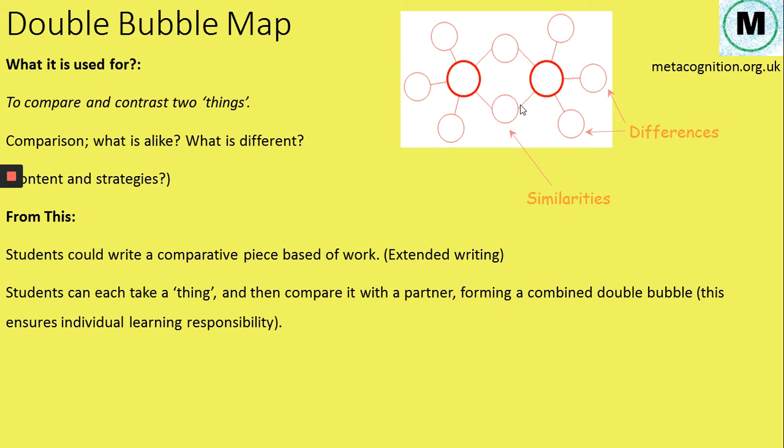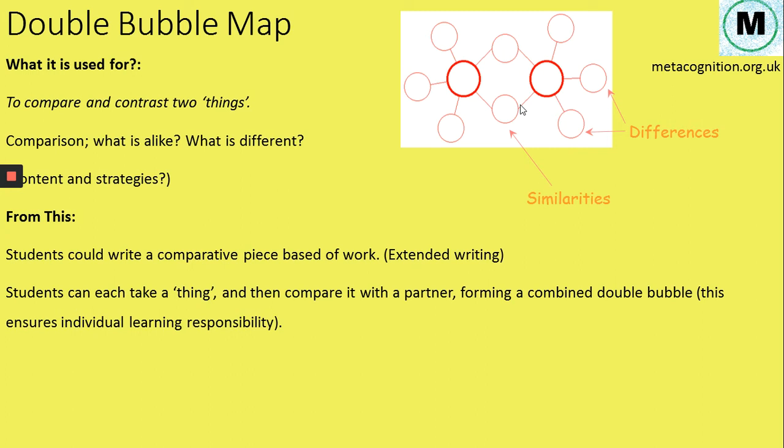As mentioned, you can get students to firstly produce a bubble map and then bring it together with a fellow student. So if one student analyzes one poem, and another student analyzes another poem, they can come and sit down and discuss and see what's similar and what's different, and produce a double bubble map together.